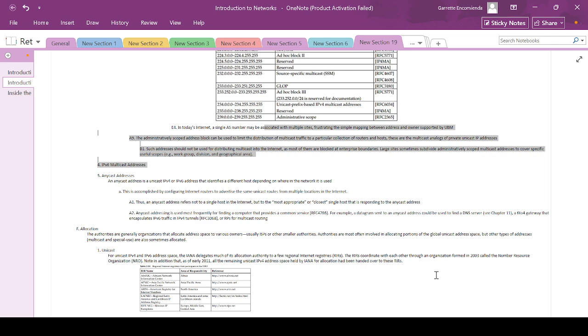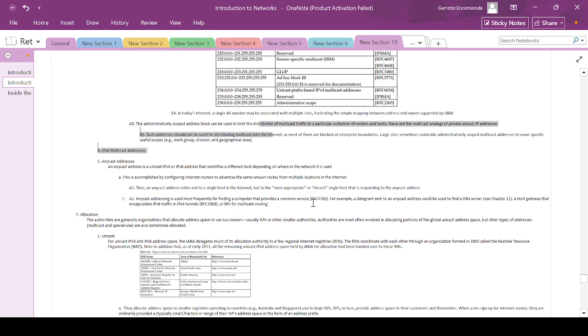The administratively scoped address block, which is the last part, can be used to limit the distribution of multicast traffic to a particular collection of routers and hosts. So this address can be used to limit the distribution of traffic to certain routers and hosts that you want the multicast datagram to be sent to. These are the multicast analogs of private unicast IP addresses. Such addresses should not be used for distributing multicast into the internet.